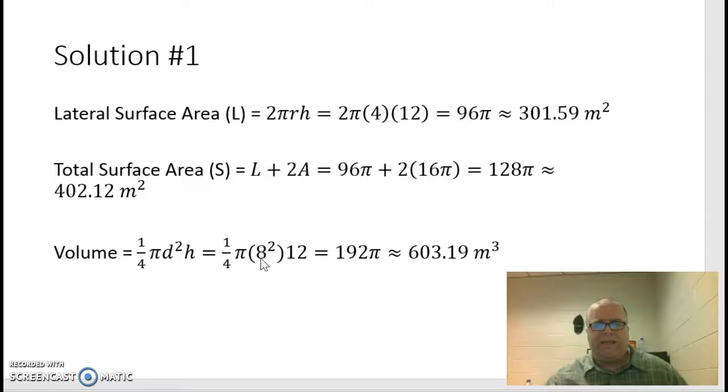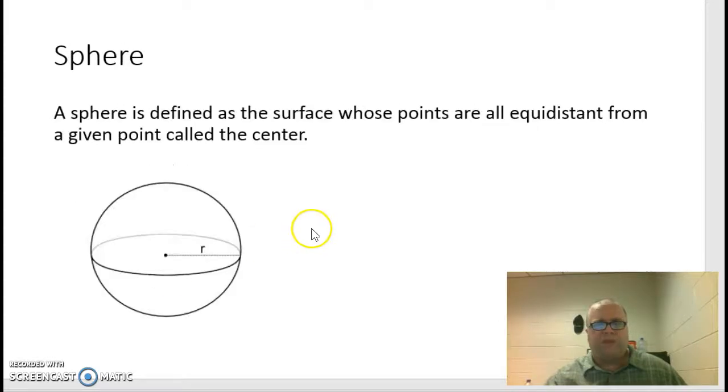So we plug an 8 in there. And then we multiply that by the height, which is 12, which, if we remember to do our order of operations, we'll do that exponent first and then the multiplication. We should get 192 pi, which is approximately 603.19 meters cubed. And don't forget, when we're talking about volume, it's in the cubed term, and when we're talking about areas, it'll be in the squared terms. Alright, so let's take a look at the sphere.